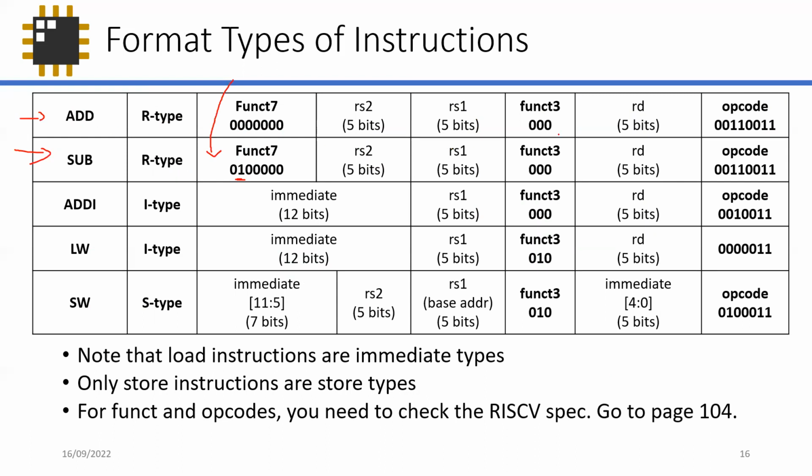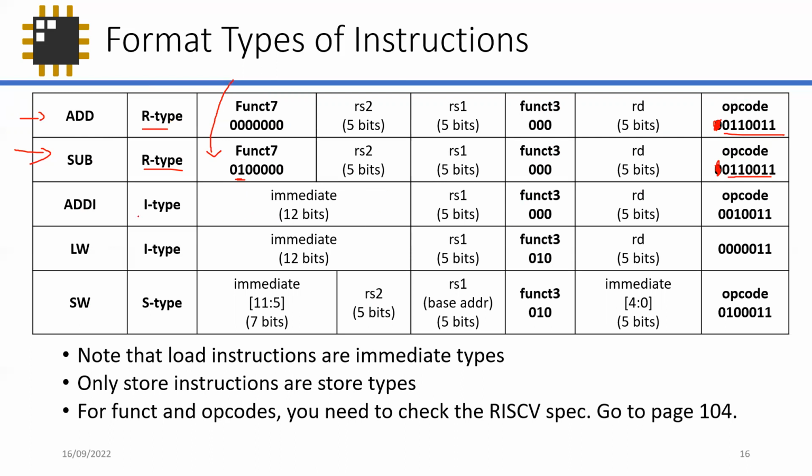For R-type, the add and sub have the same func3. For opcode, it's also the same. So for R-types, the opcode is in this format, 0110011, right? It's very simple. Sorry, I added too many zeros, but it's only this much. Okay? For immediate types, they have the same formats, no problem.